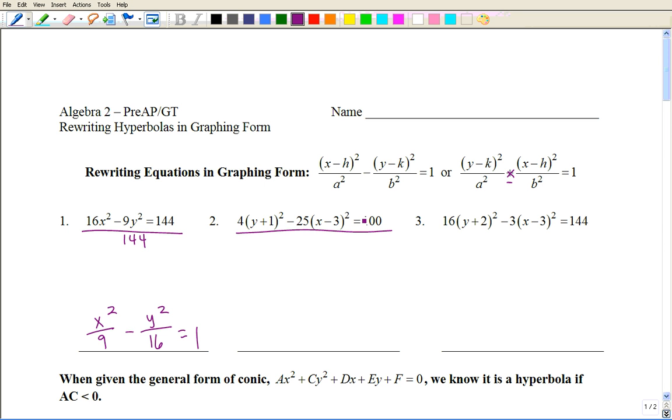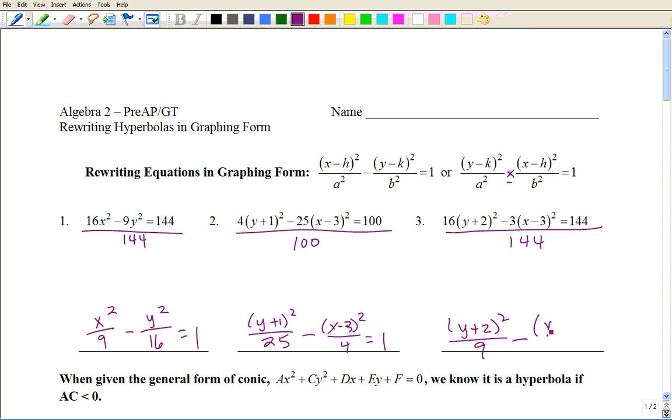On the next one, to make it equal to 1, we're going to have to divide everything by 100. So we'll have y plus 1 squared over 25 minus x minus 3 squared over 4 equals 1. And then on the last one, we're dividing everything by 144 again. So we'll have y plus 2 squared over 16 over 144 reduces to 1 over 9, minus x minus 3 squared over 3 over 144, which is 1 over 48, and equals 1.